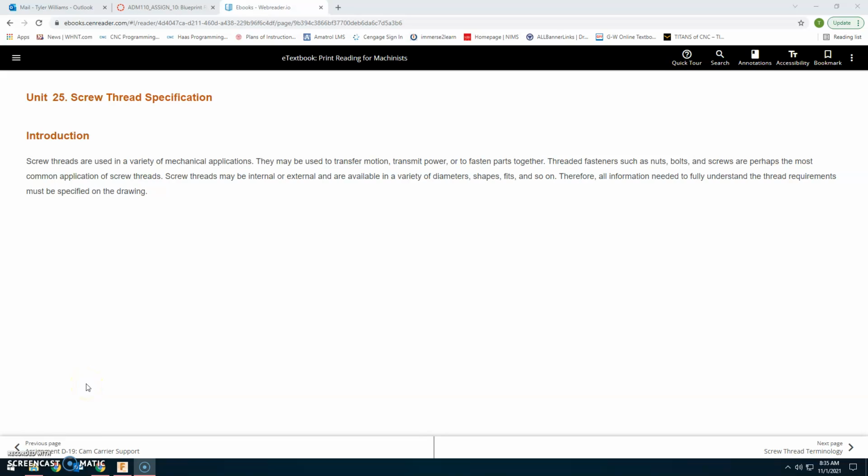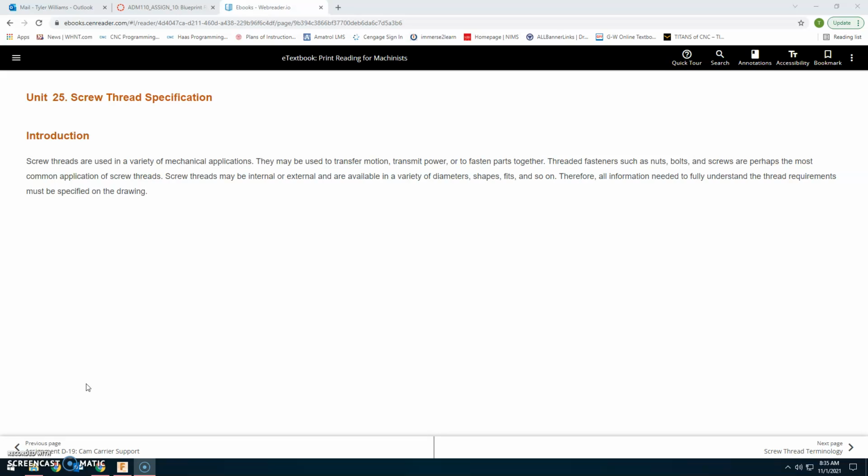Alright, so Unit 25, Screw Thread Specification. Introduction. Screw threads are used in a variety of mechanical applications. They may be used to transfer motion, transmit power, or fasten parts together.